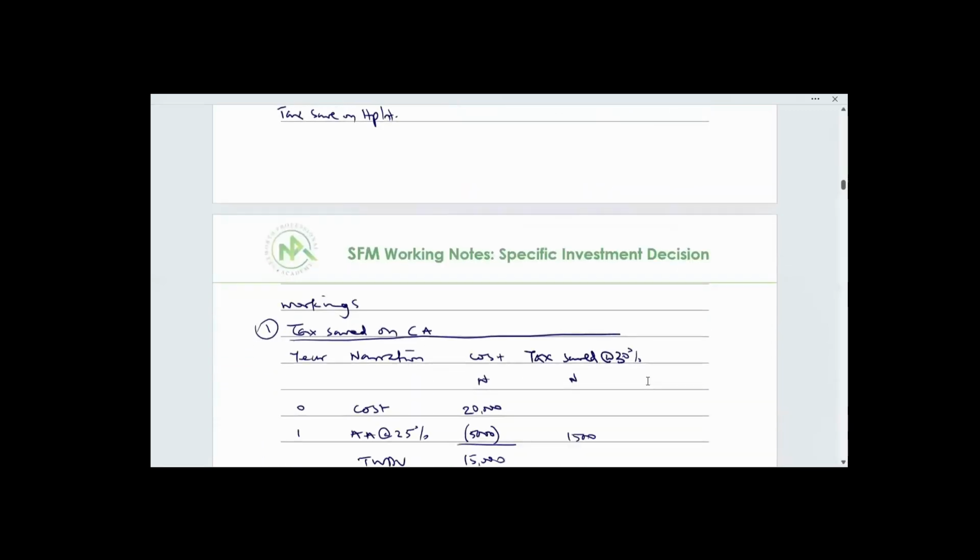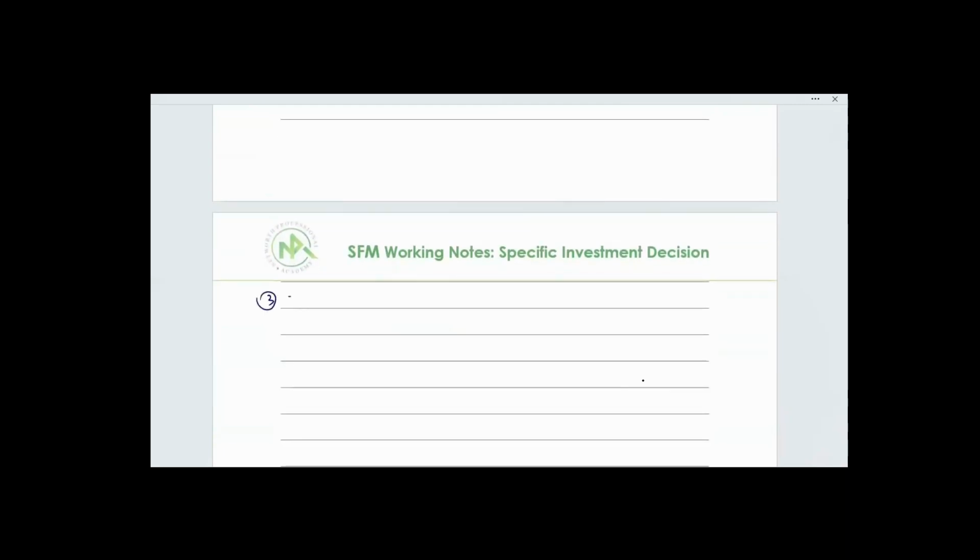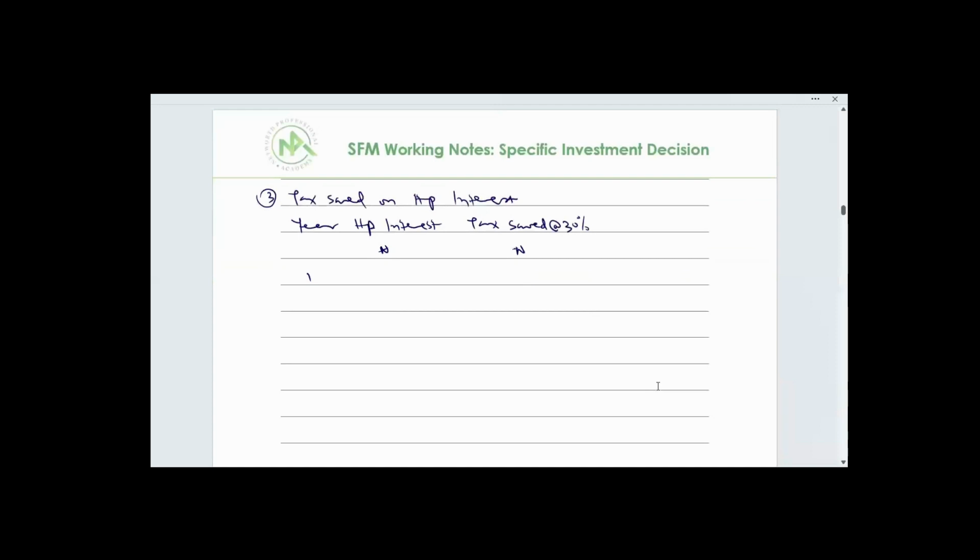So let's go and calculate that. Working number 3. Tax saved on HP interest. So create a column for year, HP interest, then tax saved at 30%. Year 1, year 2, 3, 4, and 5.